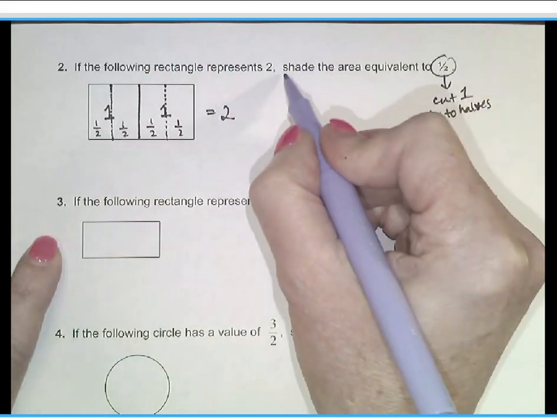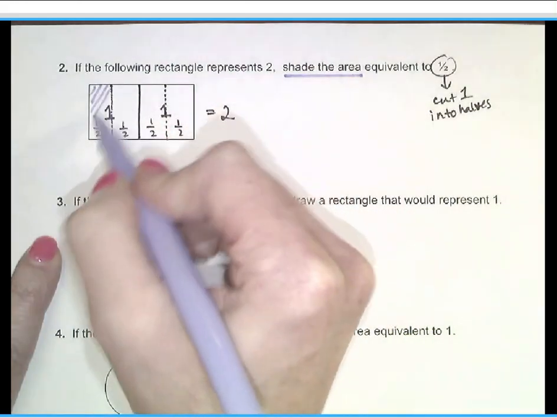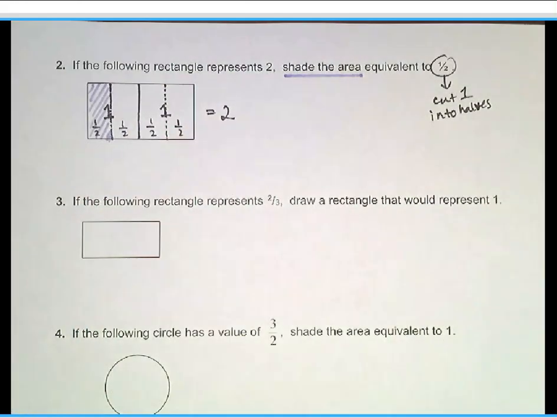And it says shade the area equivalent to 1/2. So I'm just going to pick one of these to shade. And there I've shaded an area equivalent to a half. This one's a little tricky though, because the original shape is not worth 1, it's worth 2. So those are the things you kind of have to consider when you're doing these shapes.